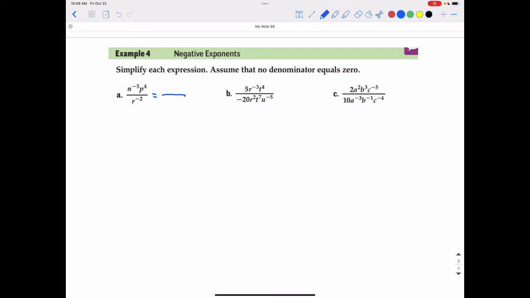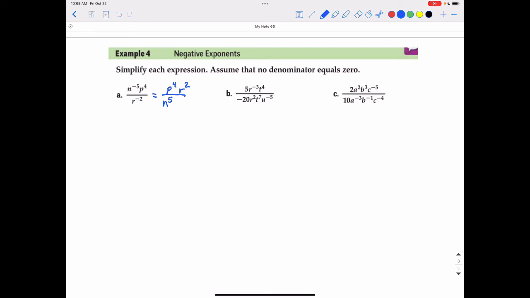So that means that the n to the negative fifth, since it's a negative exponent, will now be moved to the bottom of the fraction, and when you move it, it now becomes positive. So now it's n to the positive fifth. P to the fourth is just going to stay right where it's at because it's a positive exponent. It's going to remain on the top. But r to the negative 2 needs to be moved to the top. And when you move r to the negative 2 to the top, it now becomes r to the positive 2.